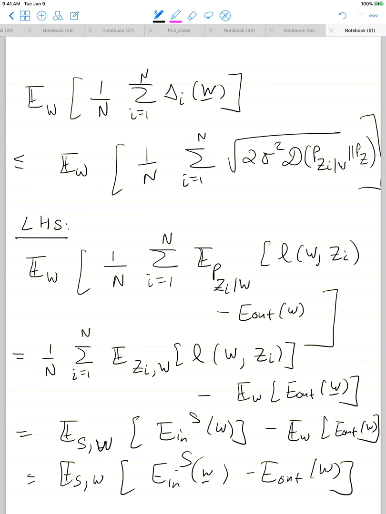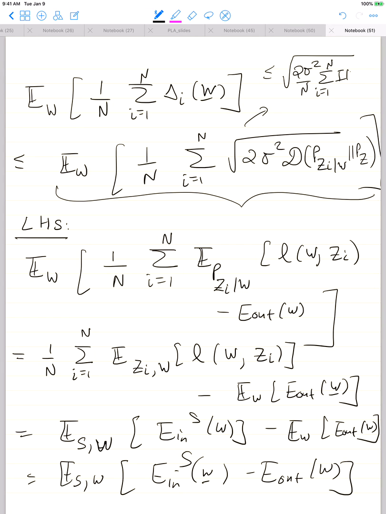Okay? So now we have to look at the right hand side, and we want to show that this quantity is less than the bound they had. This is less than 1 over n, summation of I going from 1 to n, square root, which was, no, they had a slightly different bound. It was square root of 2 sigma square by n, summation of I going from 1 to n, I of W Zi.